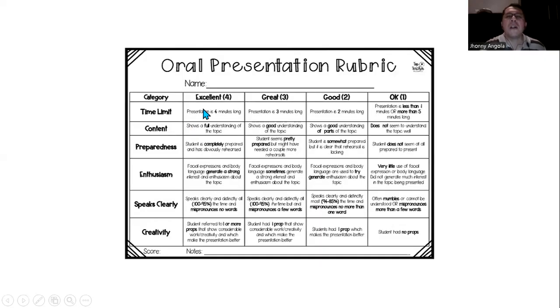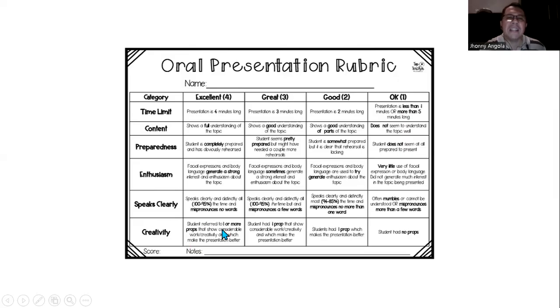In this case, oral presentation rubrics. Excellent. This is in reverse. Excellent is 4, great 3, good 2, okay 1. Need to improve. Yes. For example, presentation 4 minutes long. Presentation is about 3 minutes long. Presentation 2 less than 1 minute or more than 5 minutes long. Yes. Content, preparedness, enthusiasm, speaks clearly, creativity, and so on.